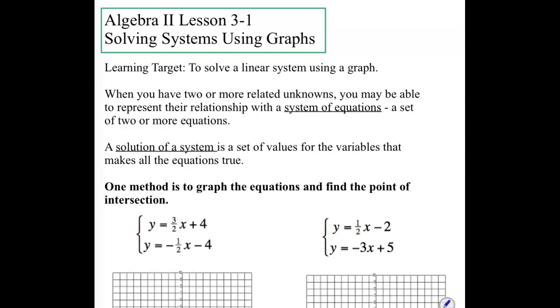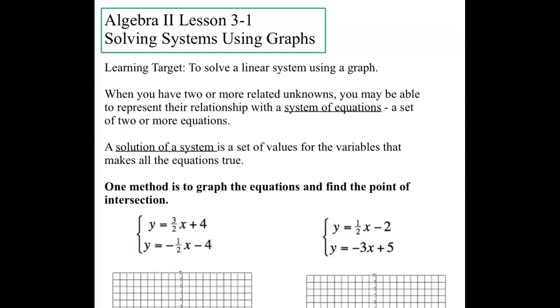When you have two or more related unknowns, you may be able to represent the relationship with a system of equations, which is a set of two or more equations. A solution of a system is a set of values for the variables that make all of the equations true. One method is to graph the equations and find the point of intersection.